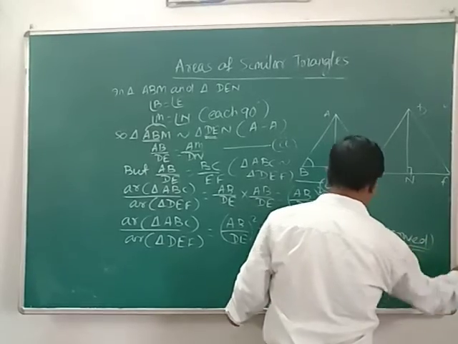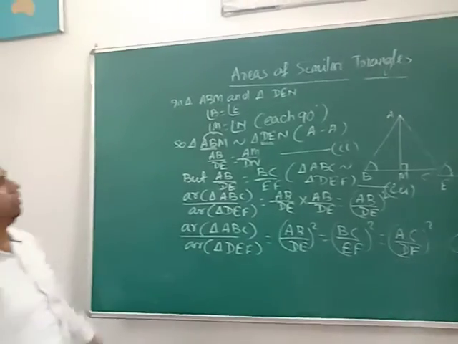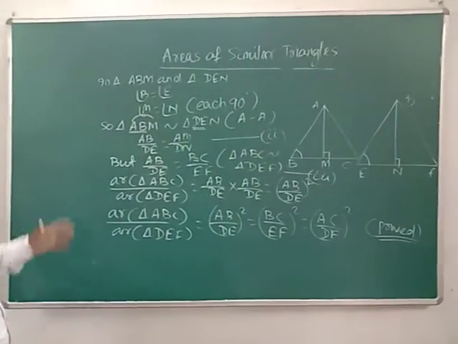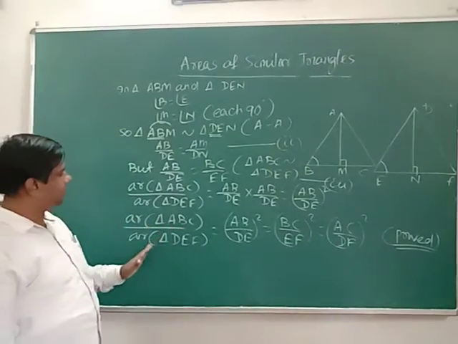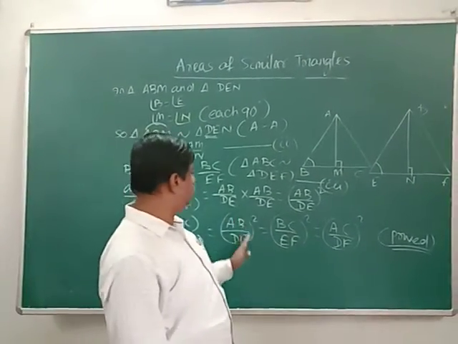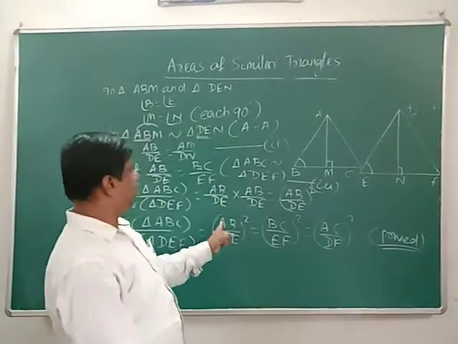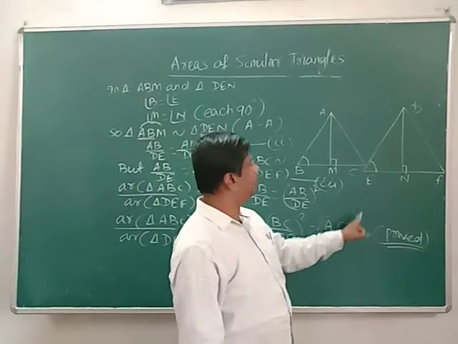Did you understand? Okay. Go through this video clearly, then you will understand and get a clear idea how to prove this theorem. So area of triangle ABC upon area of triangle DEF is equal to AB by DE whole square, is equal to BC by EF whole square, is equal to AC by DF whole square.